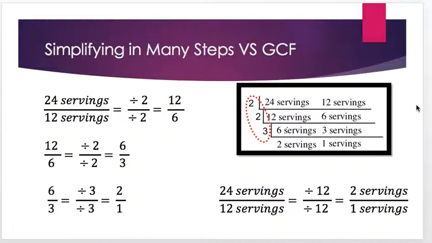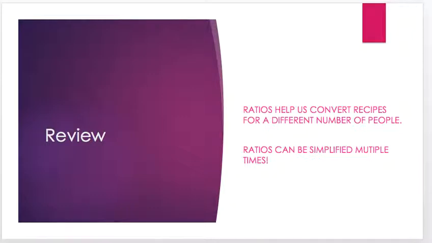I just thought I would give you an alternate way in order to give you some options and let you choose how to direct your learning and decide what problem-solving method works best for you. So just to review, today we figured out how ratios help us convert recipes for a different number of people. And we also talked about how ratios can be simplified multiple times to get the simplest form, or to use the GCF in order to make that process a little more efficient.